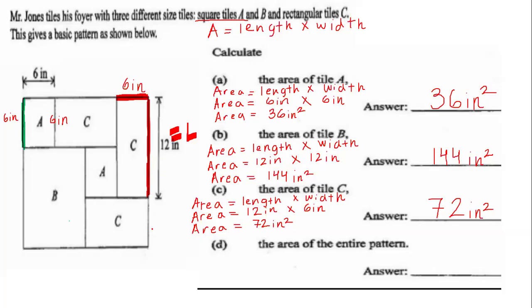So now for the grand finale. D, the area of the entire pattern. How are we gonna get that? The area of the entire pattern. What are we gonna do for that one? Any ideas, people? We could add all the areas together. That's what I did. I got 252. That's a long way. We ain't doing that. Definitely not.